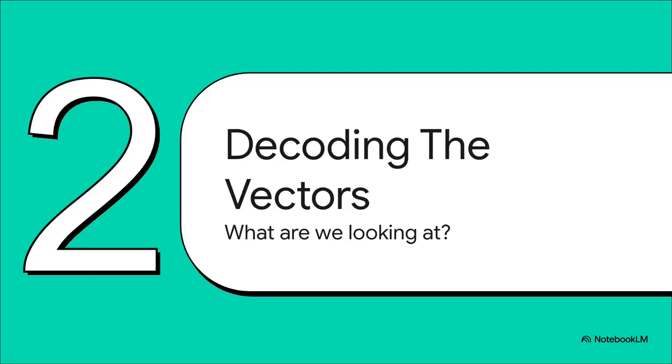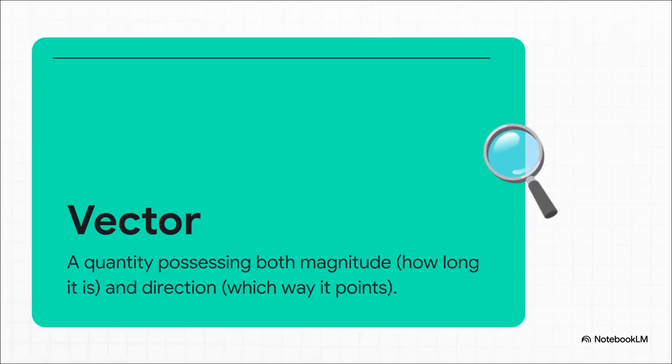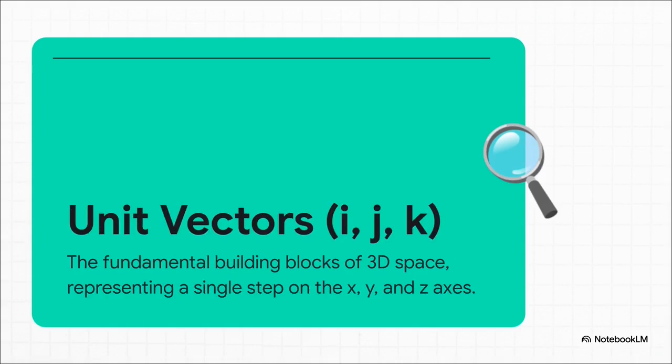Okay, so before we can even think about multiplying anything, let's make sure we're all on the same page. What exactly is a vector? You know, the best way to picture a vector is just an arrow floating in space. It's not just a number, like 5 or 10. It has two key parts. How long it is, that's its magnitude, and which way it's pointing, that's its direction. You need both.